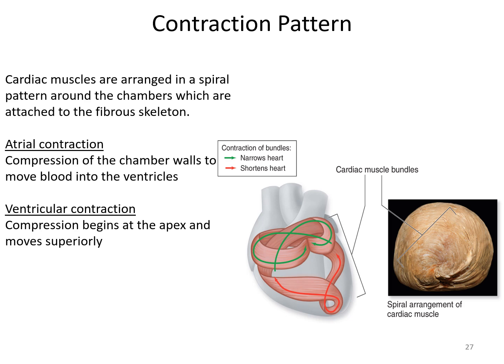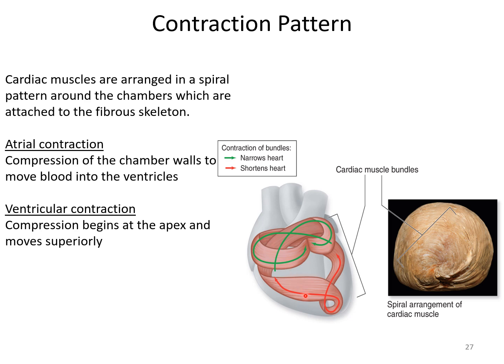The cardiac muscle cells are arranged in a spiral type of pattern around the chambers of the heart that are attached to that fibrous skeleton. So here's the atria. They would be up here. They're always the superior chambers. When the atria contract, it squeezes inwards. So this would squeeze in this direction, and this would squeeze in this direction. So they squeeze inwards towards each other. And the effect of that is that the blood gets pushed down into the ventricles.